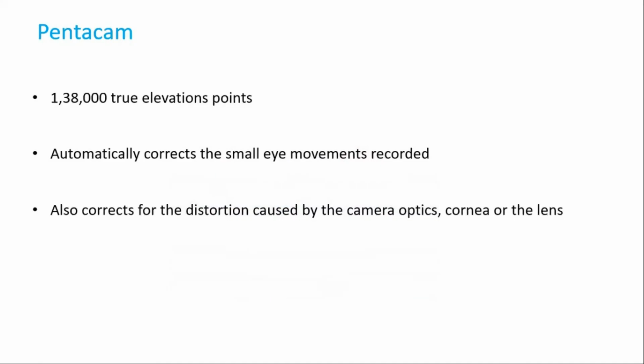And Pentacam has an advantage of capturing 138,000 true elevation points, unlike Orbscan, which scans fewer than this. And also, the other advantage of Pentacam is that it automatically corrects the small eye movements and also corrects the distortions caused by the camera optics, cornea, and the lens.